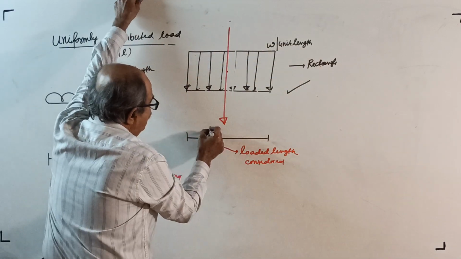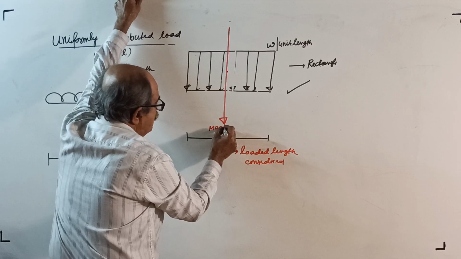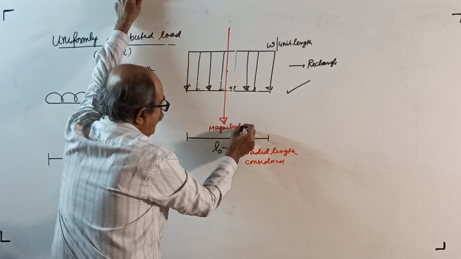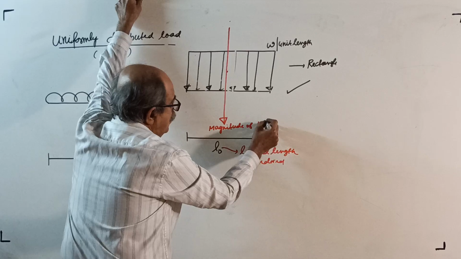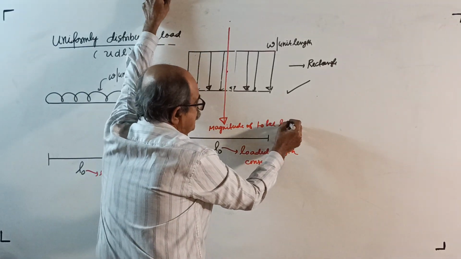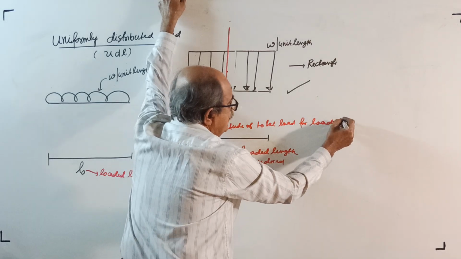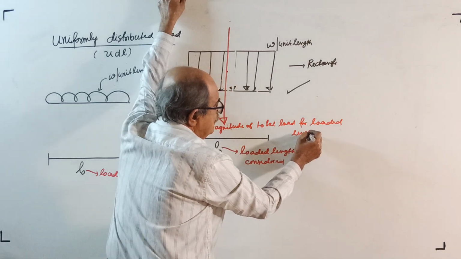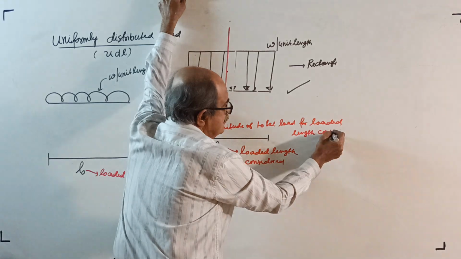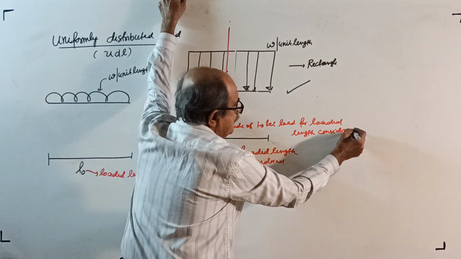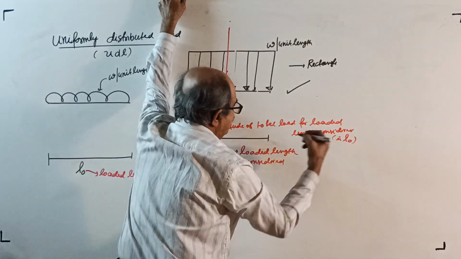See, this is the magnitude of total load for the loaded length considered. See how much I am writing. Loaded length considered, that is L0 length. Okay.